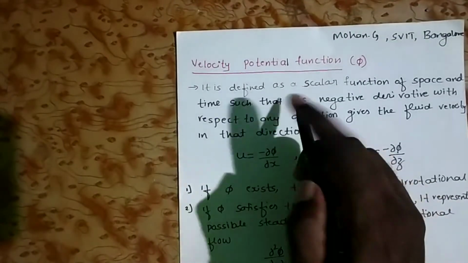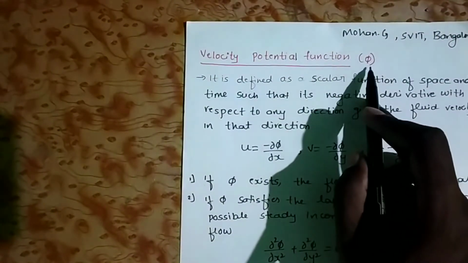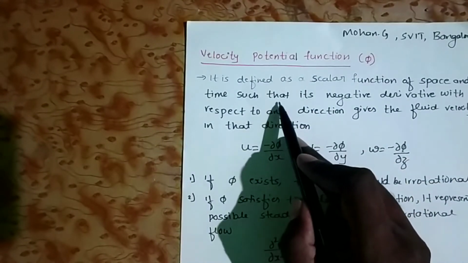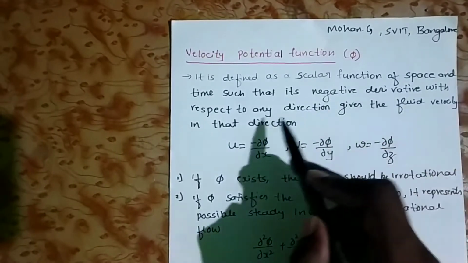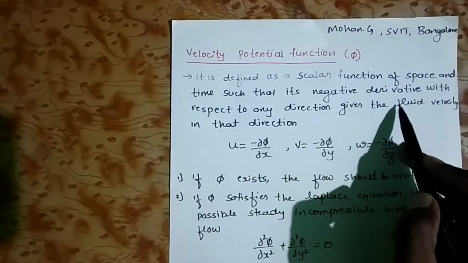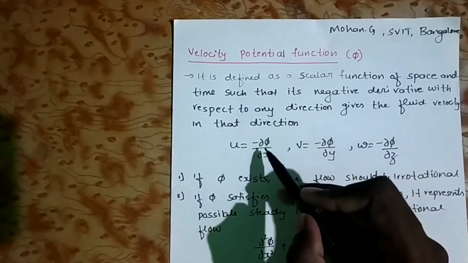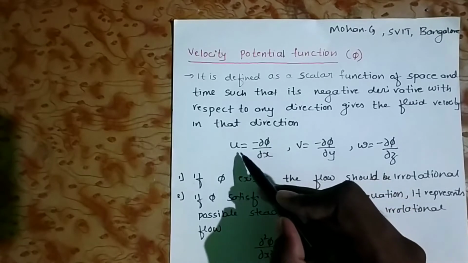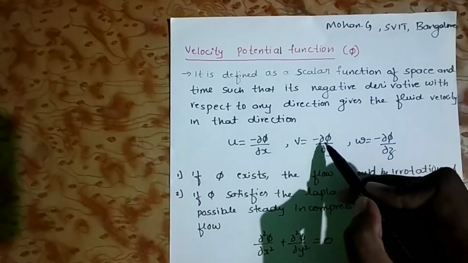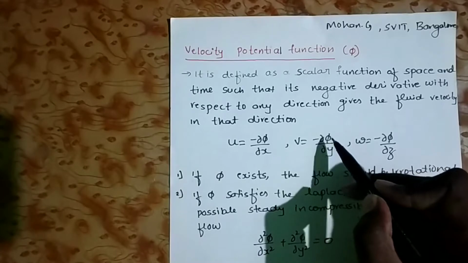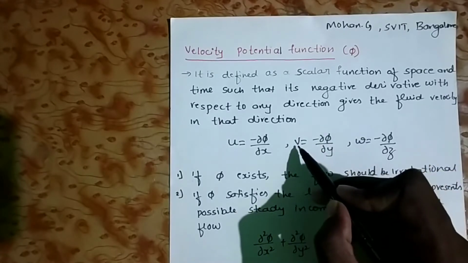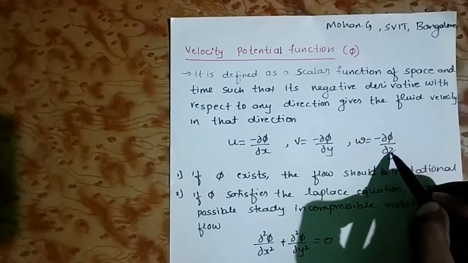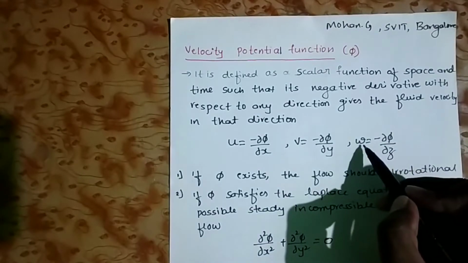The first one is velocity potential function, and the notation is phi. It is defined as a scalar function of space and time such that its negative derivative with respect to any direction gives the fluid velocity in that direction. That is, if we differentiate this velocity potential function phi with respect to x, we will get the velocity component in x direction, u. If we differentiate it with respect to y, we will get the velocity component in y direction, that is v. If we differentiate it with respect to z, we will get the velocity component in z direction, that is w.